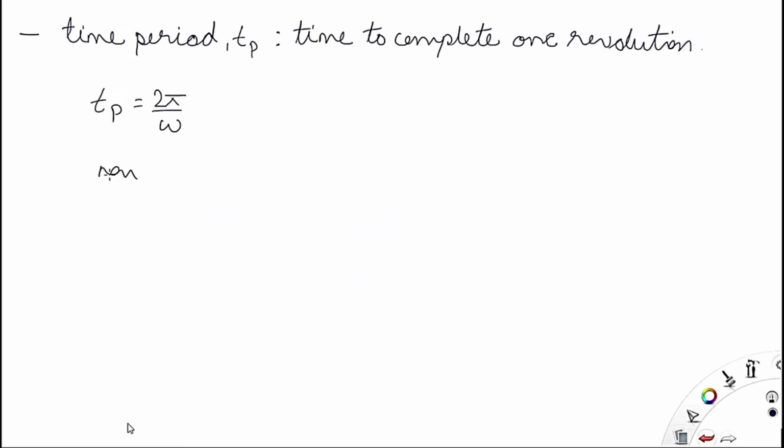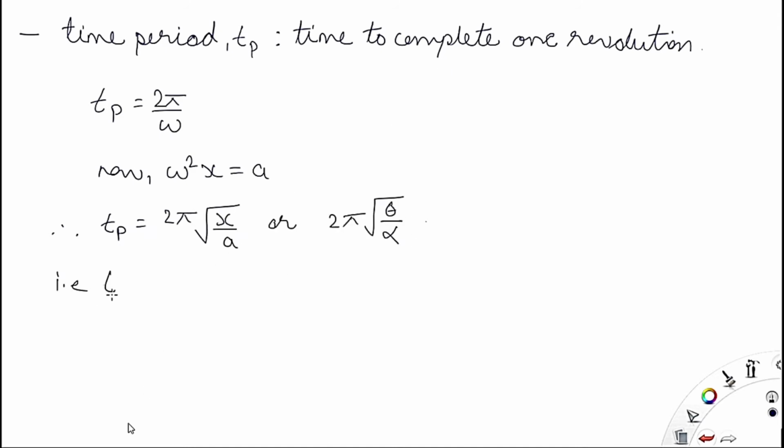Now time period. Time period is the time to complete one revolution, the whole complete motion. One complete circular motion or one complete revolution. The time required for that motion is equal to the time period. So time period is the time to complete one revolution or one circular motion. Time period is equal to 2 pi by omega.